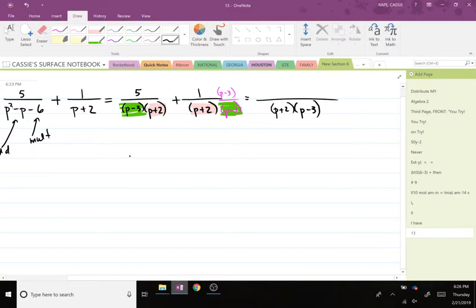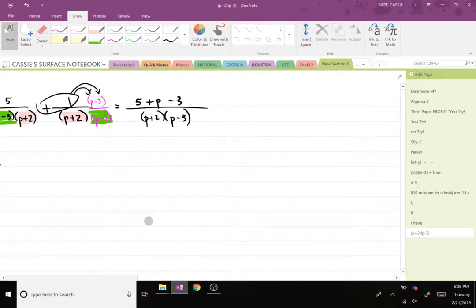So looking at this, the 5 just comes over. You've got a positive 1 that's going to be distributed, so that's going to be plus 1 times p minus 3. Now you're going to do the math. p has no common factors, and then 5 minus 3 is plus 2, over p plus 2 times p minus 3.